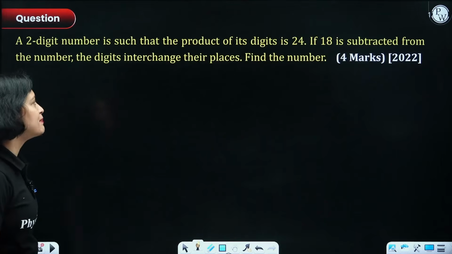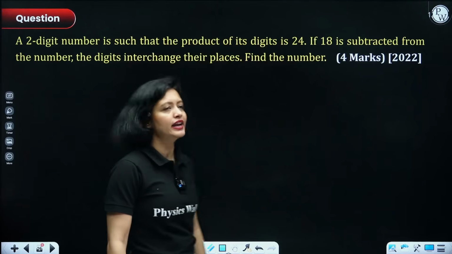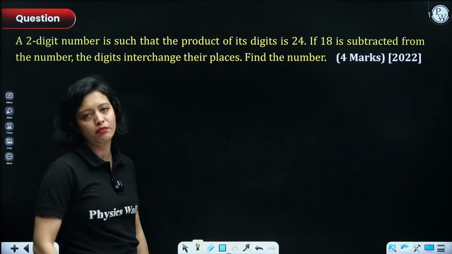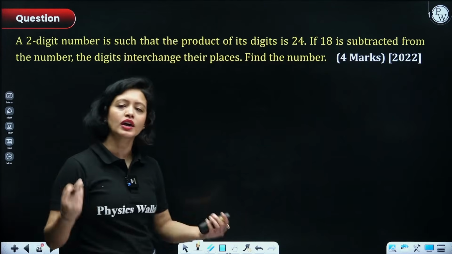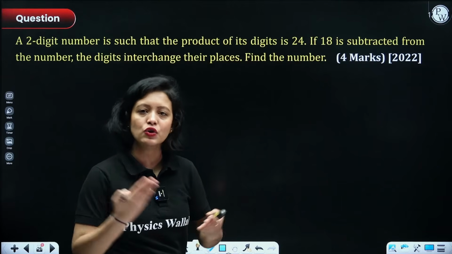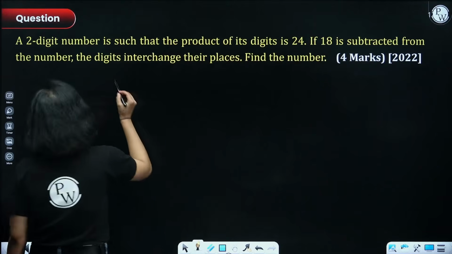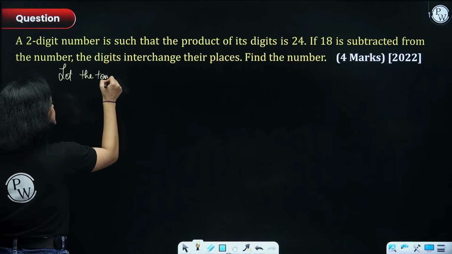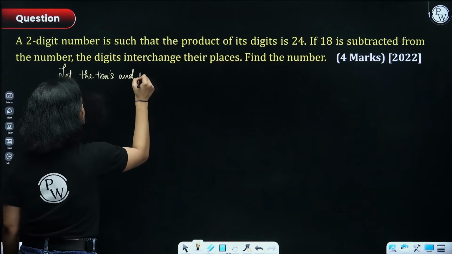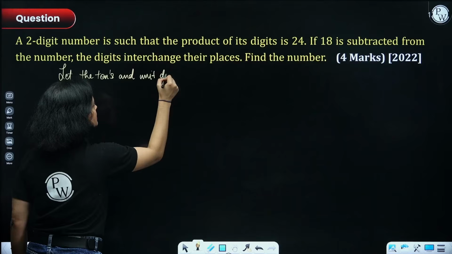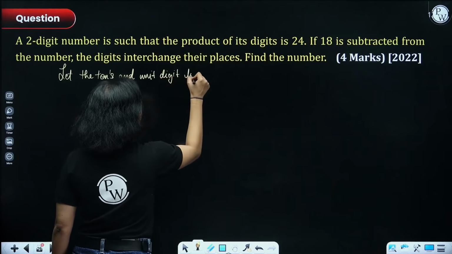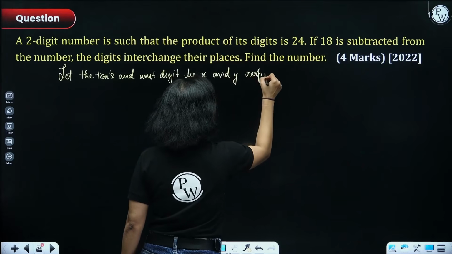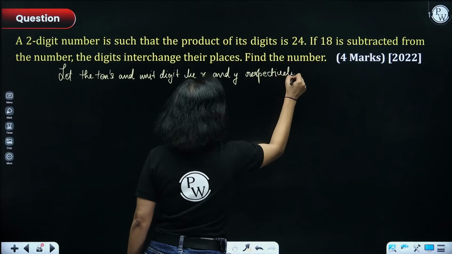Okay, a two-digit number is such that the product of the digits is 24. If 18 is subtracted from the number, the digits change their places. Find the number. You have a two-digit number. They are talking about digits. So, obviously, the unknown quantities are the digits. So, let's start, everyone, from the very basic. Let the tens and unit digit be x and y respectively. X and y respectively. Okay, everyone?